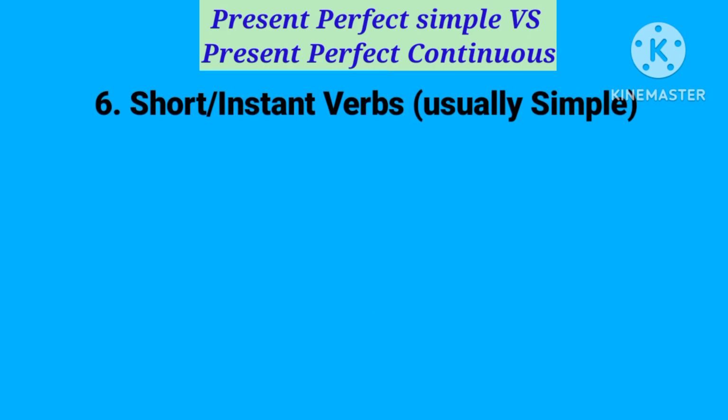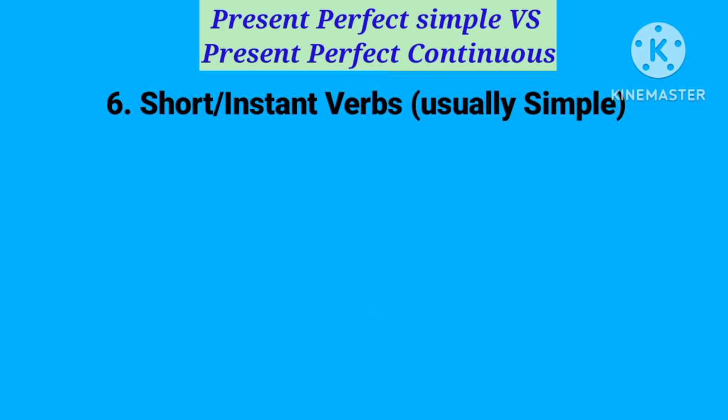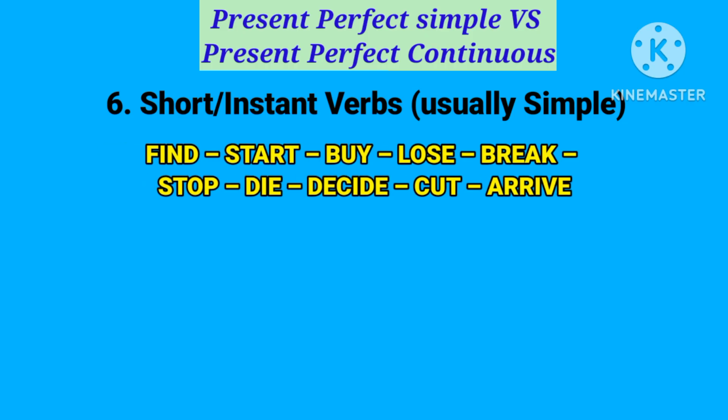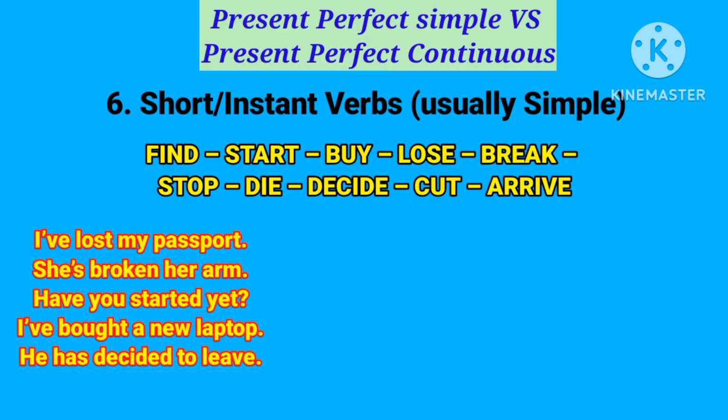Number 6, short instant verbs usually are in present perfect simple. Verbs like find, start, buy, lose, break, stop, die, decide, cut and arrive. For example, I've lost my passport. She has broken her arm. Have you started yet? I've bought a new laptop. He has decided to leave.